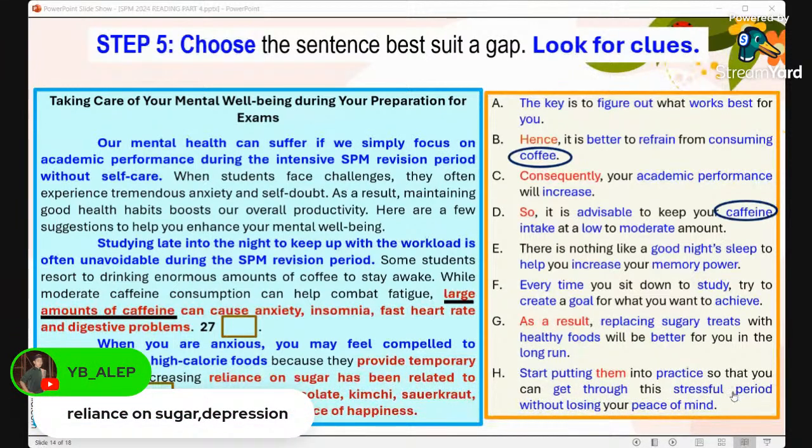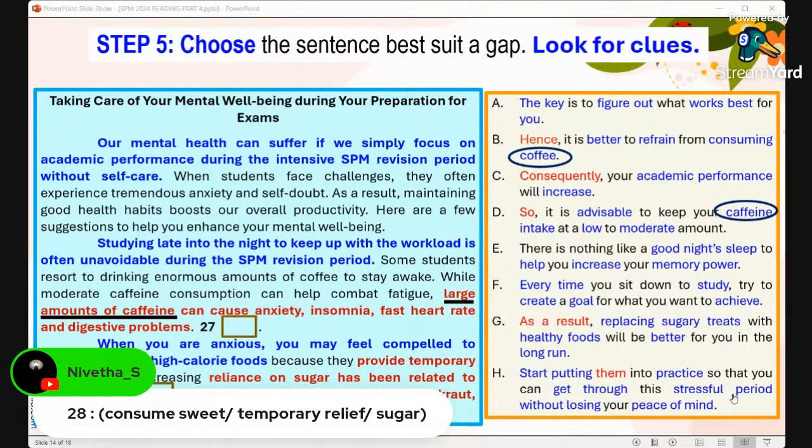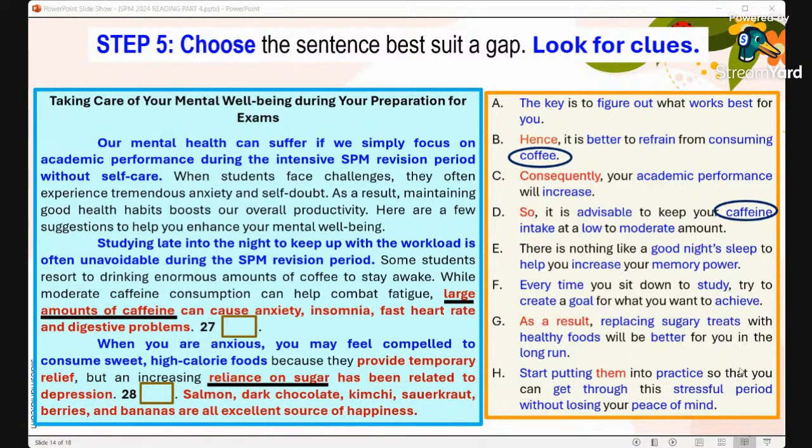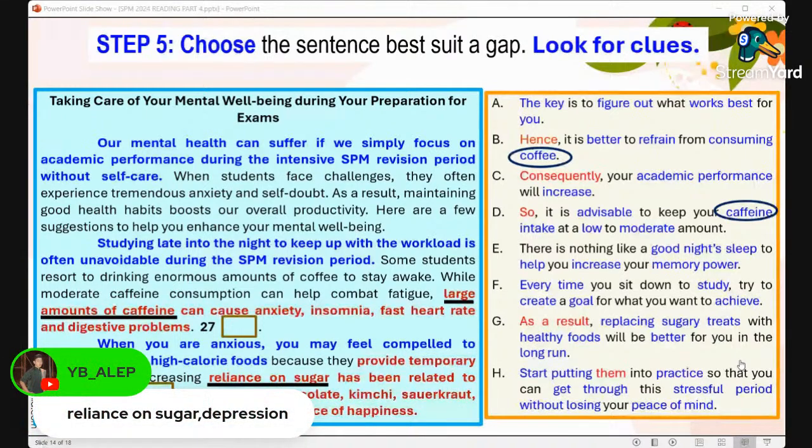Yang berhormat says reliance on sugar and depression. Okay, 28, consume, temporary. Okay, let's see. Did I underline? Yes. Very good. I underline reliance on sugar. Okay, the reliance on sugar is very important, related to depression. So, Navita, okay, fine. All right. Yang berhormat, yes.